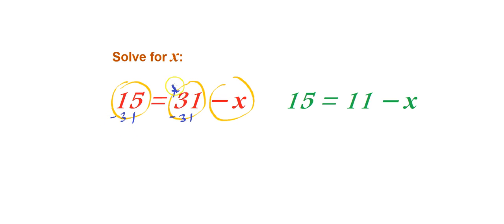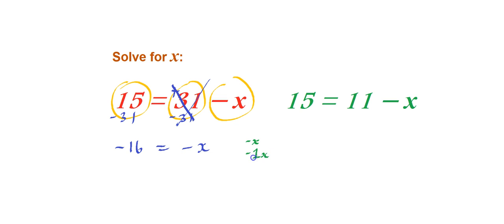So plus 31 minus 31 cancels out. That's nothing now. And what's left on the right-hand side of the equation is minus x. 15 minus 31 takes us to minus 16. So now, on the second line of working, we've got minus 16 equals minus x. Now we don't want minus x. We need positive x. Remember, minus x really means minus 1x.